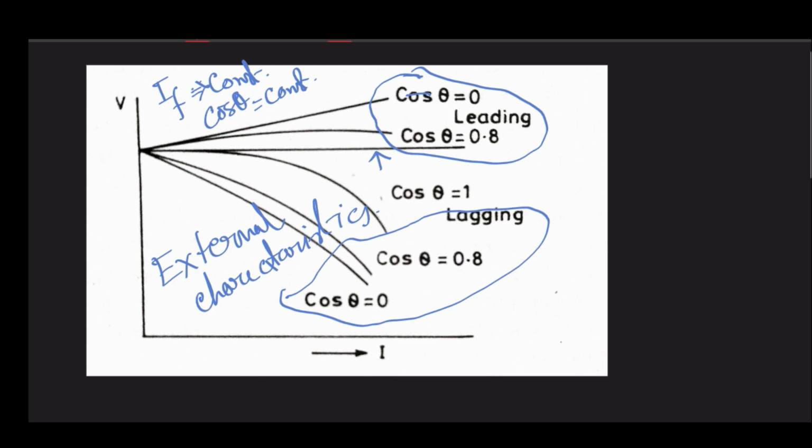The upper two curves are for leading regulation, and clearly they indicate that your terminal voltage is higher than your armature induced voltage. What is your armature induced voltage? Armature induced voltage is this voltage, provided you maintain that one. But it is very difficult to deal with that, and we are getting different values. Well, so all these we have studied.